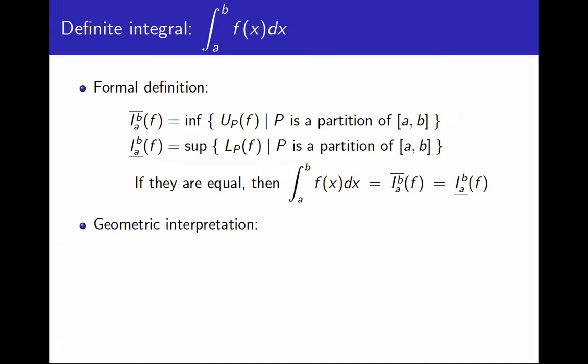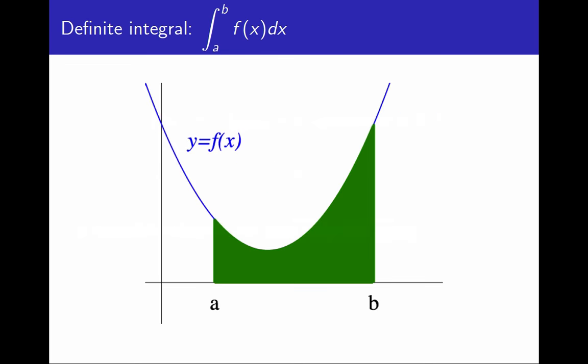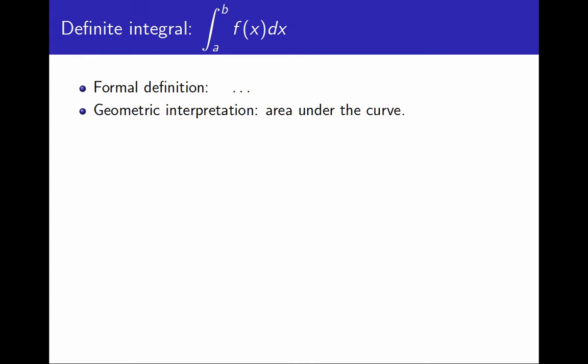As a formal definition, that's quite complex. The geometric interpretation is simpler. The definite integral represents simply the area under the curve, as shown by this picture. If the function is positive, otherwise I need to take care of the signs, then the definite integral is the green area, the area under the graph of f above the x-axis from x equals a to x equals b. So we have a formal definition and a geometric interpretation.